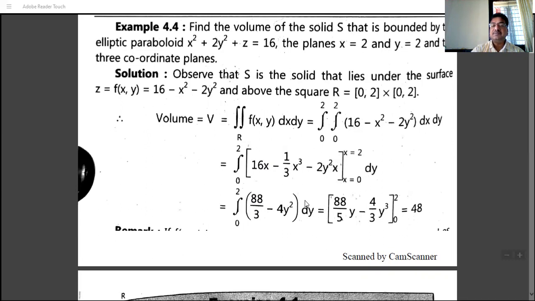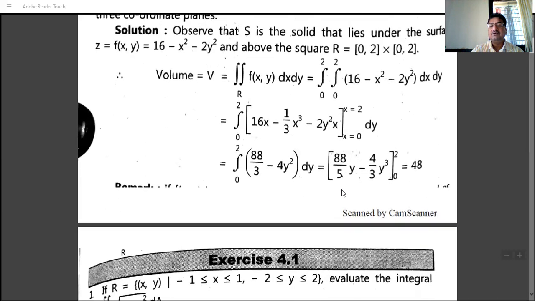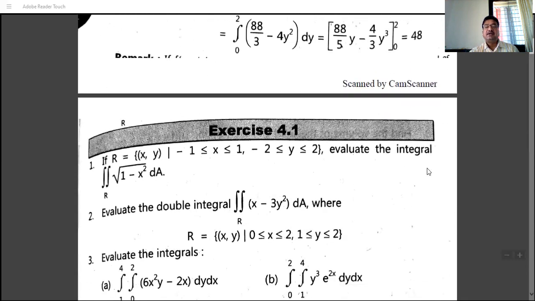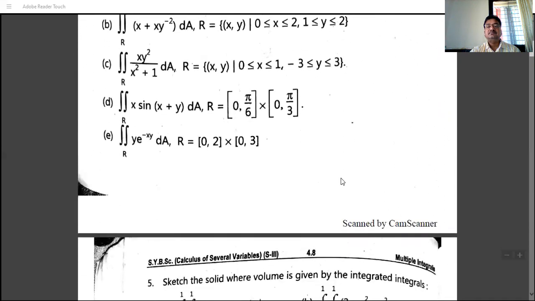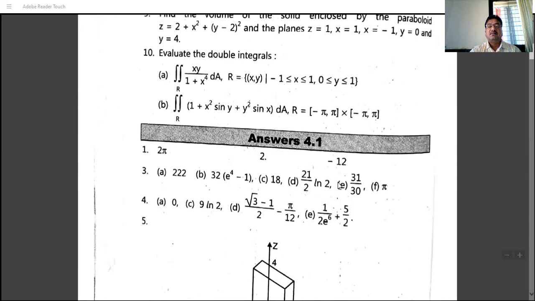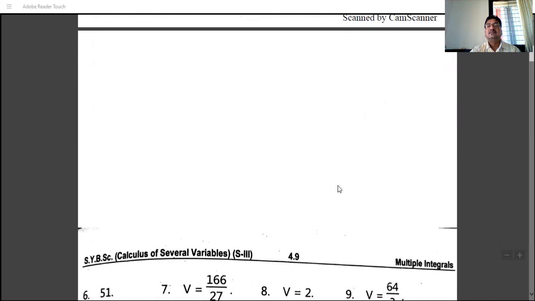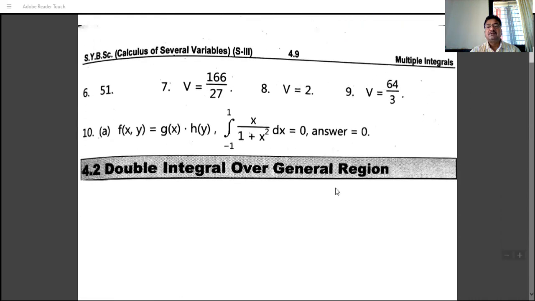Then its integration with respect to y. The integration of 88 by 3 is 88 by 3 y. Let me check whether it is 3 or 5. I think it is 3. And the integration of 4y square is 4 by 3 y cube. Then the value at the upper limit: substitute y as 2, we get 48, and substitute y as 0, we get 0. So 48 minus 0 is 48. Similar problems are here. Solve all these problems. Answers are also given.